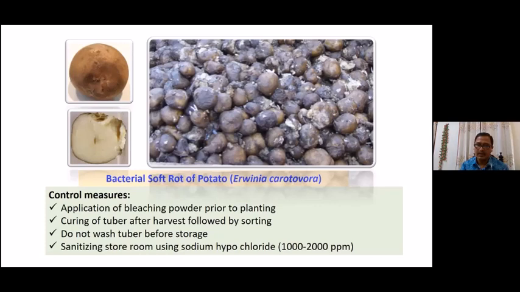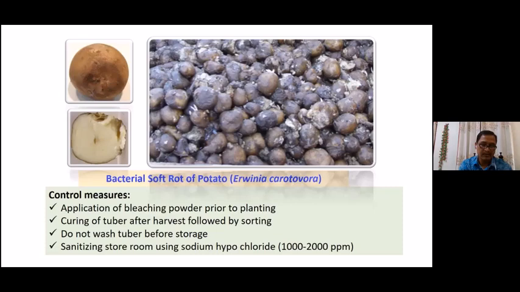Normally in some areas, people use bleaching powder during planting the tuber, I mean during cultivation, which helps to eliminate this bacterial infection in the plant. In another case, if the plant is infected and we can identify it in the field, we never collect the tuber from the infected field. So we have to select a healthy and bacterial wilt free field for storage. So it's an important point.